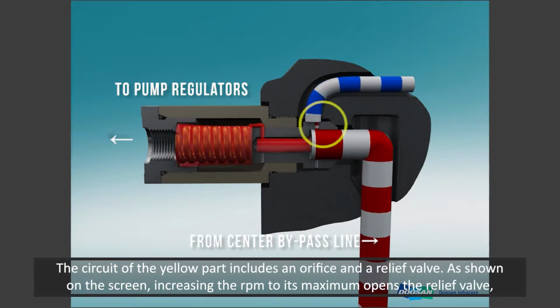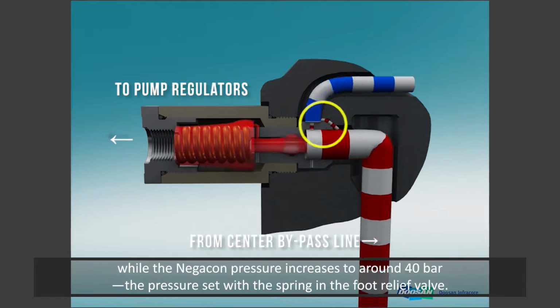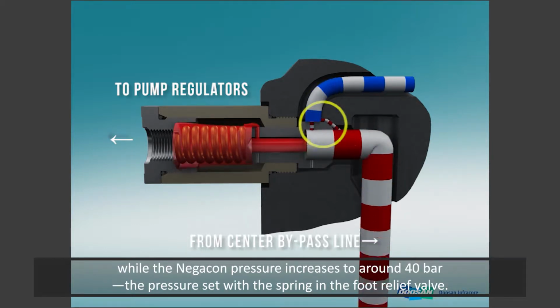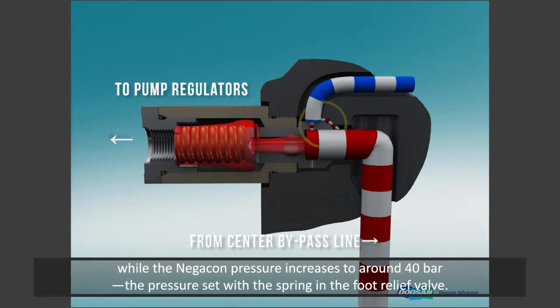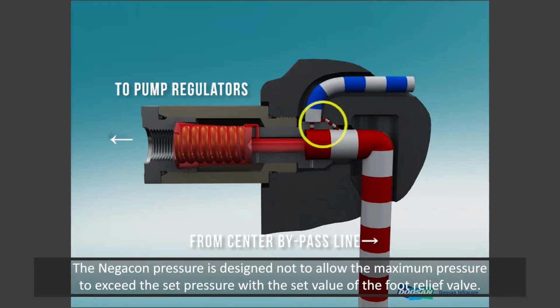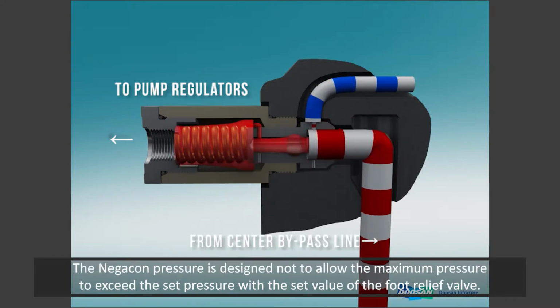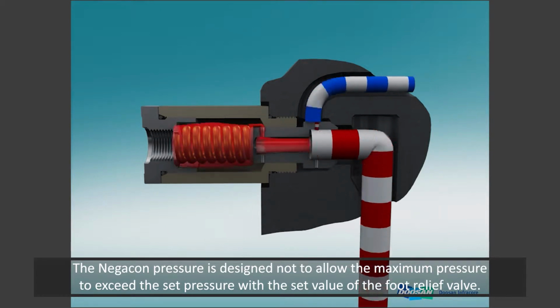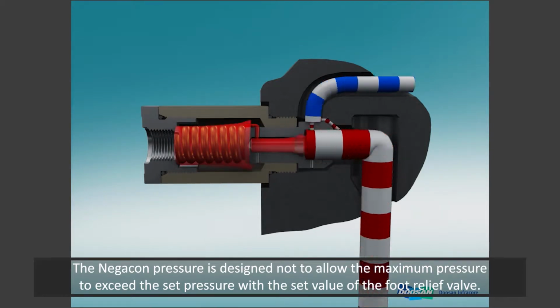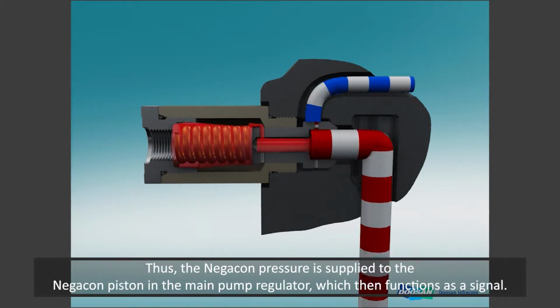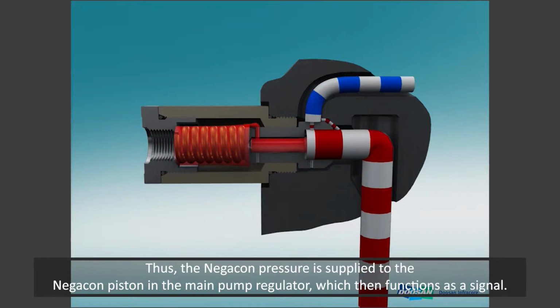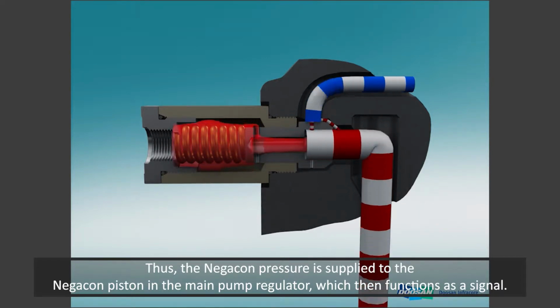As shown on the screen, increasing the RPM to its maximum opens the relief valve, while the negation pressure increases to around 40 bar, the pressure set with the spring in the foot relief valve. The negation pressure is designed not to allow the maximum pressure to exceed the set value of the foot relief valve. Thus, the negation pressure is supplied to the negation piston in the main pump regulator, which then functions as a signal.